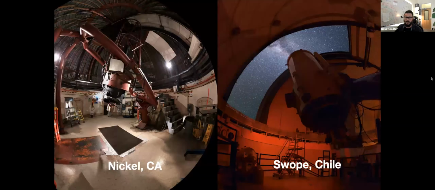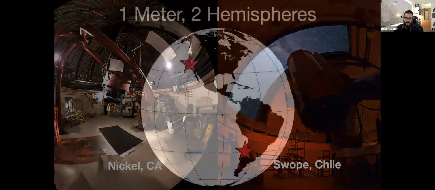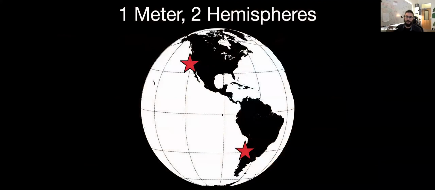Right. So to do this kind of work, you need tools to go look for these events. And so for O2 and into O3 and beyond, two of our biggest tools that we use are the Nickel telescope at Lick Observatory in California and the Swope telescope in Chile. And there's obvious advantages to having telescopes in both hemispheres. You get full sky coverage and you get redundancy if there's any weather effects, if the transient is between them.